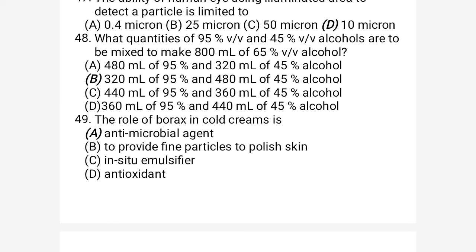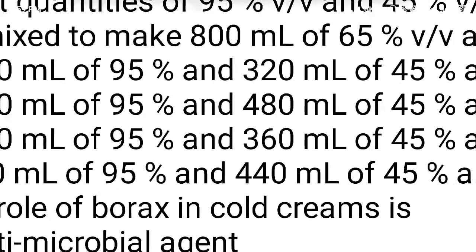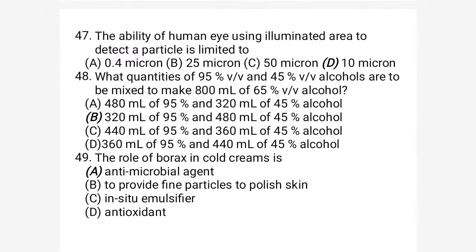Next, question number 48. What quantities of 95% weight by volume and 45% volume by volume alcohols are to be mixed to make 800 ml of 65% weight by volume alcohol? That is the alligation method, a calculation question in pharmaceutics. In alligation, we put 95 on one side, 45 on the other side, and in the center we put 65, which we want to prepare.